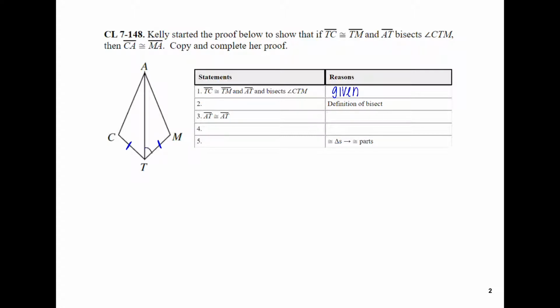So when we said that AT bisects CTM, it told us that angle CTA must be congruent to angle MTA. Statement 3 says AT is congruent to AT, and we know this because of the reflexive property. And prior to this chapter, we called it a shared side.